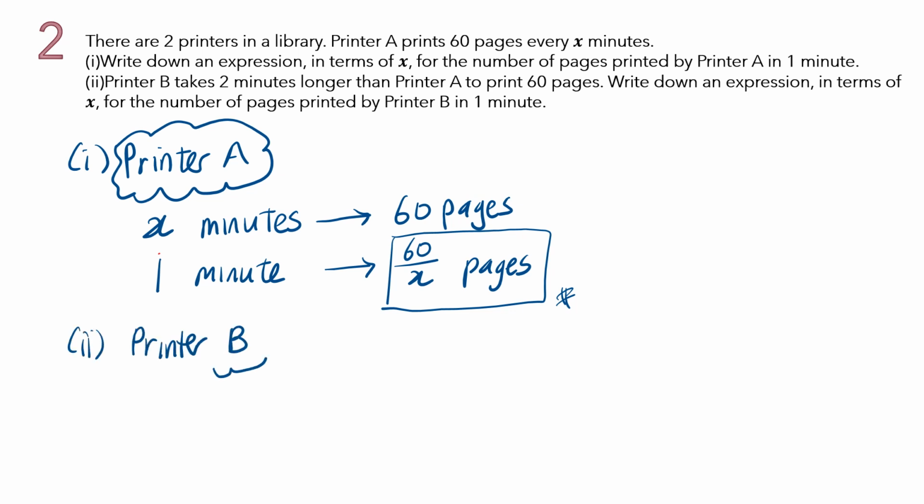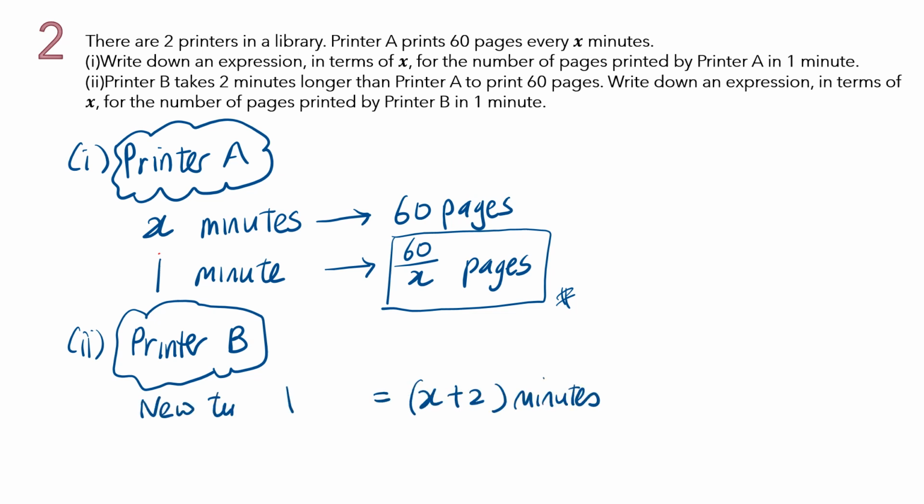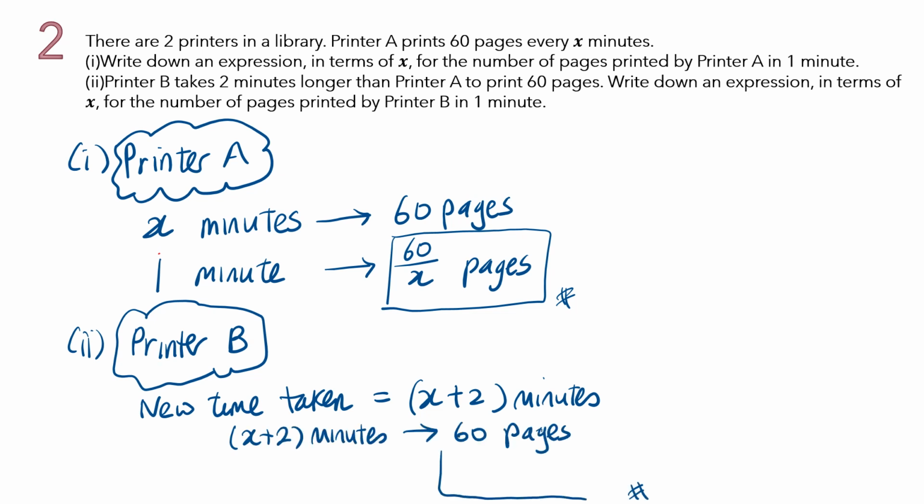So now let's look at part 2. For printer B, instead of X minutes, it will be X plus 2 minutes. And X plus 2 minutes will print 60 pages. So therefore, in 1 minute, it will print 60 over X plus 2 pages.